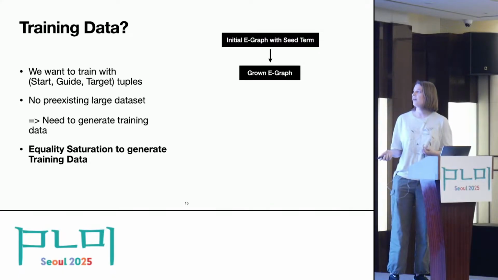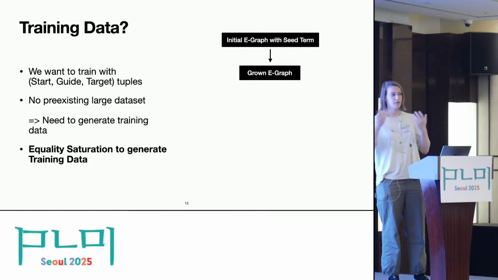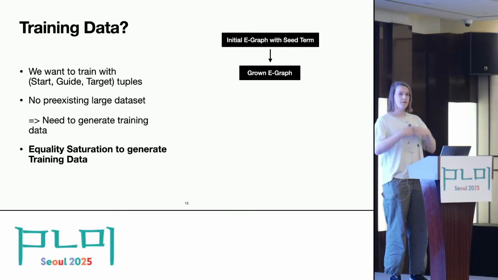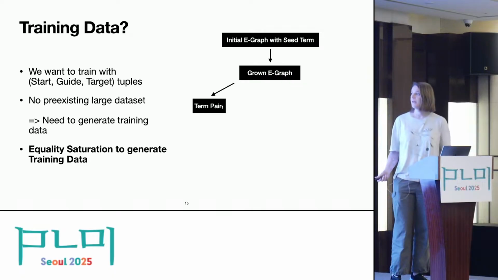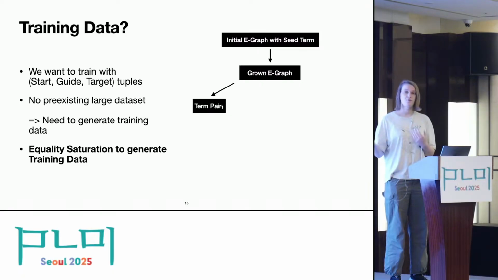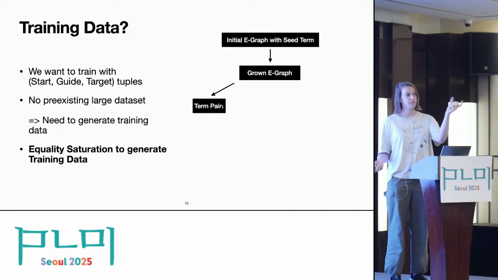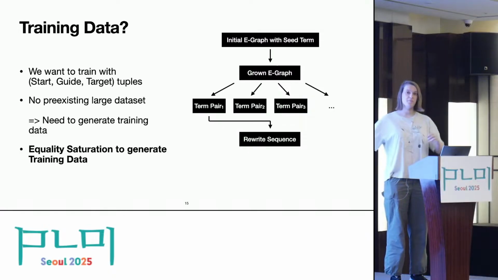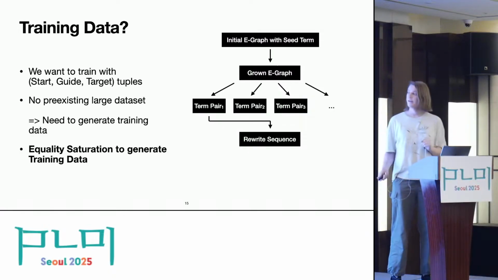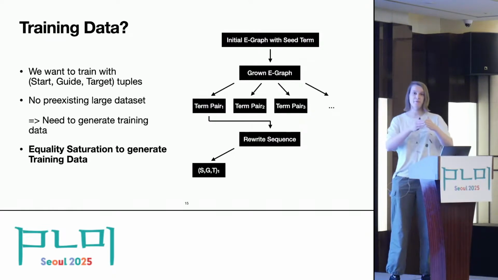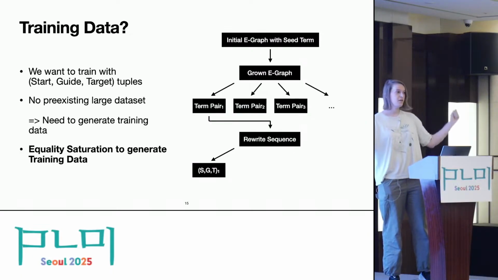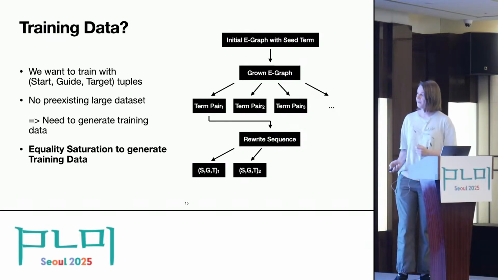And what we do then is we grow the e-graph by applying rewrite rules as in standard equality saturation. And at some point, we reach a limit of the size of our e-graph, and we start extracting from one e-class term pairs, where we take an e-class and we pick 2 random terms. And we do this multiple times. From that, we get the explanation of the equivalence between these two terms. And this sequence of rewrites we can slice up into nice triples, where we take the middle as the guide, and we have the left and the right as the start and the goal. And from that, we can generate training data quite easily.